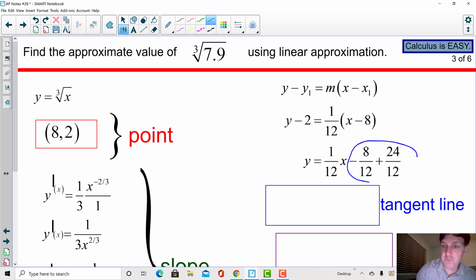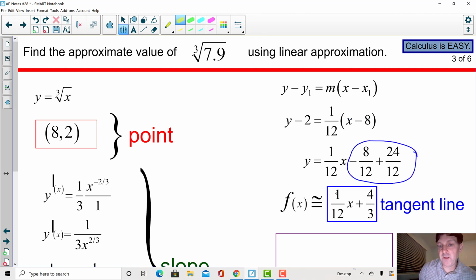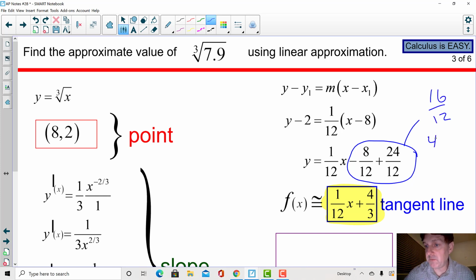Okay, I'm going to combine these two fractions. Okay, final answer for our tangent line, 1/12 x plus 4/3. And that's because this is going to give us 16/12, but 16 is 4 times 4, and 12 is 3 times 4. So you can see we can cancel the 4's, and we're left with 4/3. So that's how we're getting the 4/3.